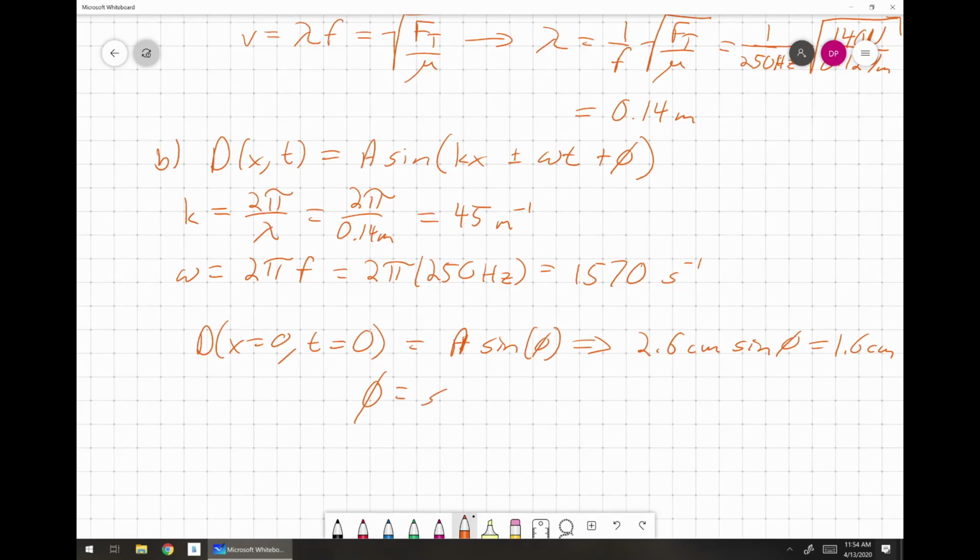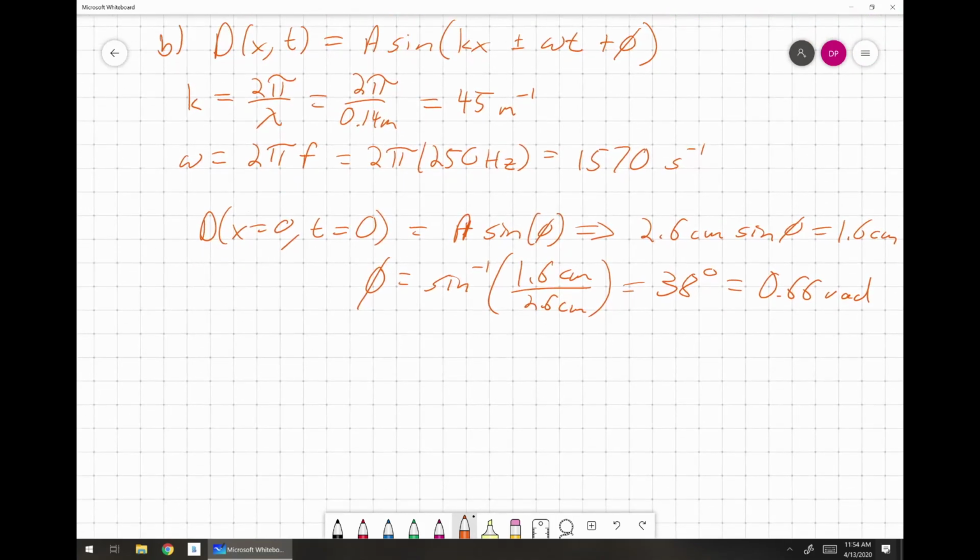So we have sine inverse of 1.6 centimeters over 2.6 centimeters. And again, since we are dealing here with a ratio of distances, as long as their units are the same, it doesn't matter what they are specifically. And so if we take this inverse sine of 1.6 divided by 2.6, then we get that this is 38 degrees, which is also 0.66 radians.